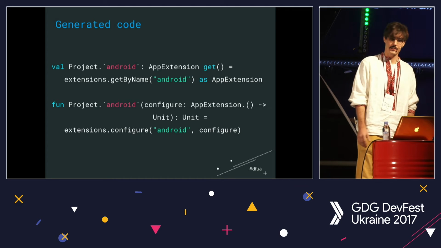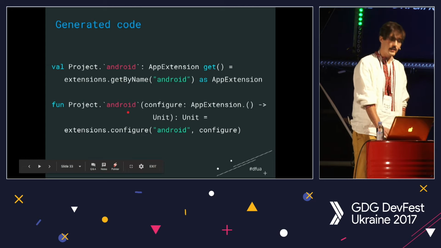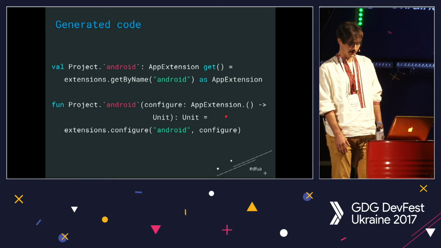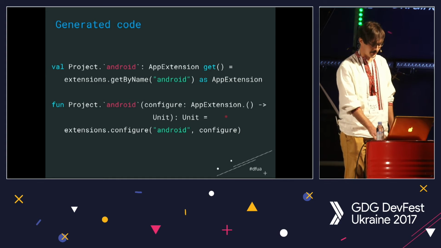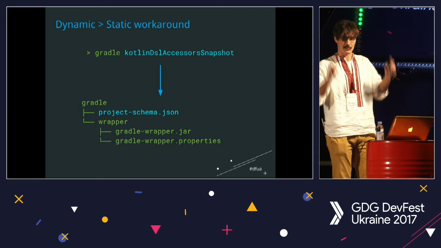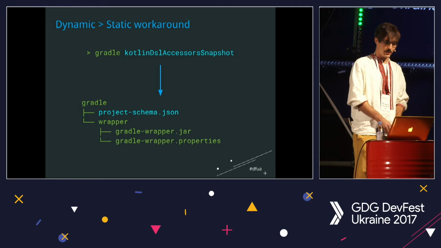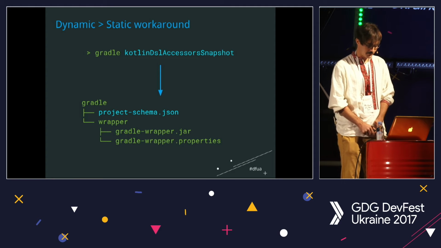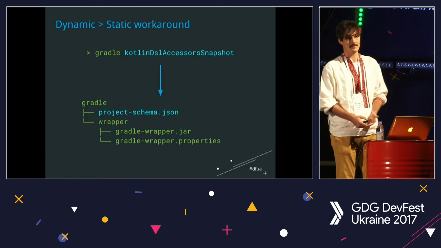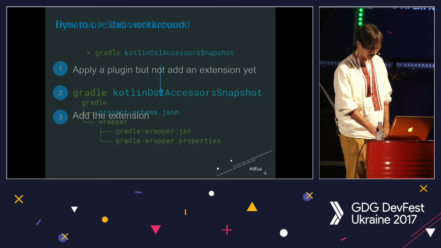This is how the generated code looks. For the Android plugin, it generates a property and a method that receives a configuration closure. And you can use it in your build script. And this is how this special Gradle task is called, Kotlin DSL accessor snapshot. The result of this task is a project schema JSON file in the Gradle directory in your project.